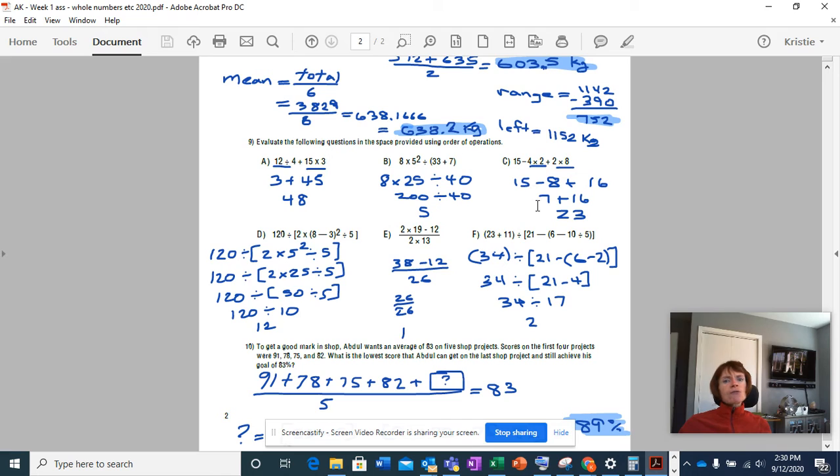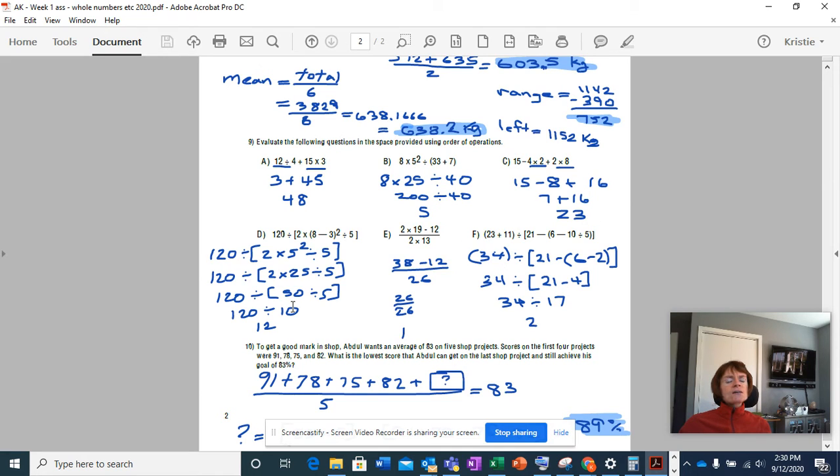Question C is one people get wrong quite frequently. Make sure you multiply before you subtract or add. So 4 times 2 is 8, and 2 times 8 is 16. And then go left to right. 15 minus 8 plus 16. We're not doing negative numbers right now, so they shouldn't even be a possibility on your radar.